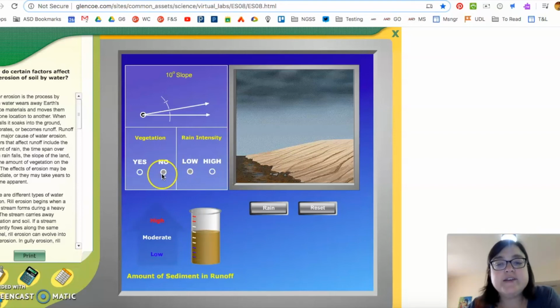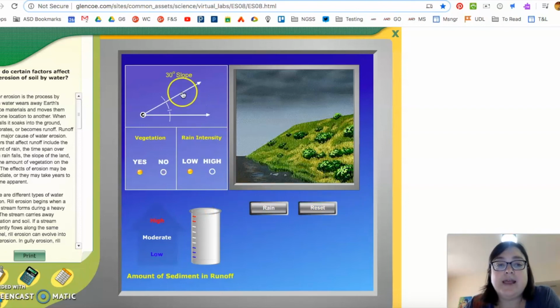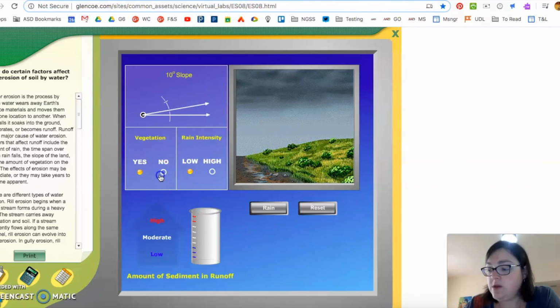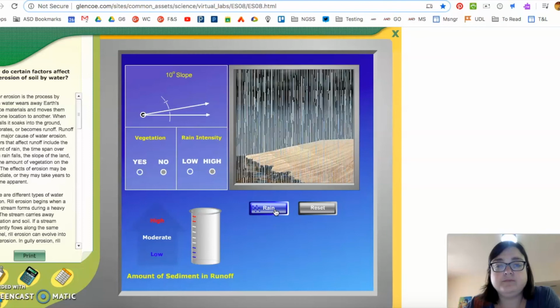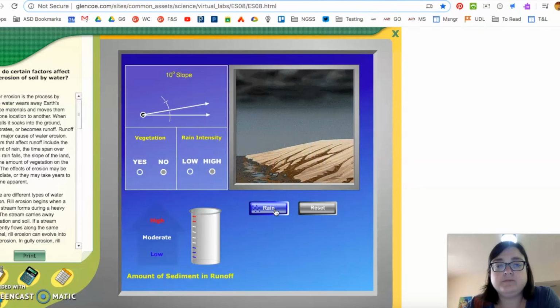Okay, so what effect did no vegetation have on erosion? Was there more erosion or was there less erosion? So what does that tell you about plants and what they do for sediments and how they affect whether sediments wash away or not? And why would plants do that? Last one, 10% slope, no vegetation, high intensity rainfall. All right, let's see how much there was. Quite a bit.